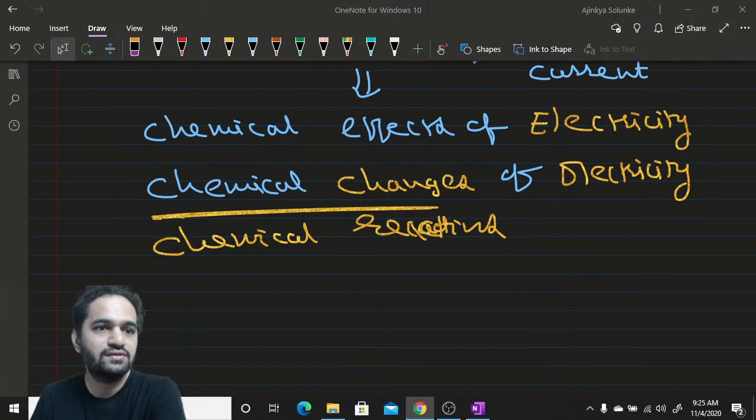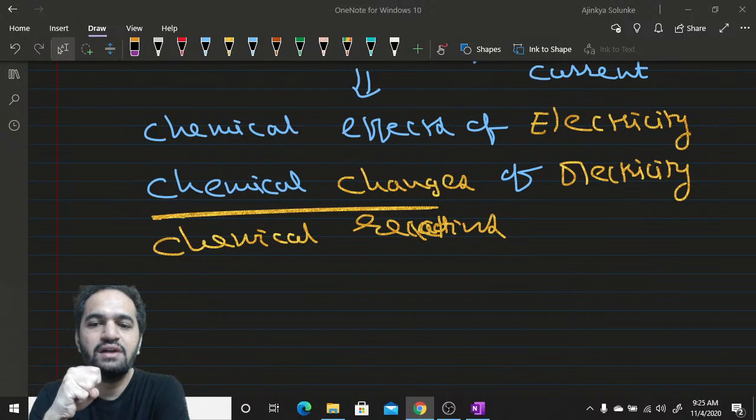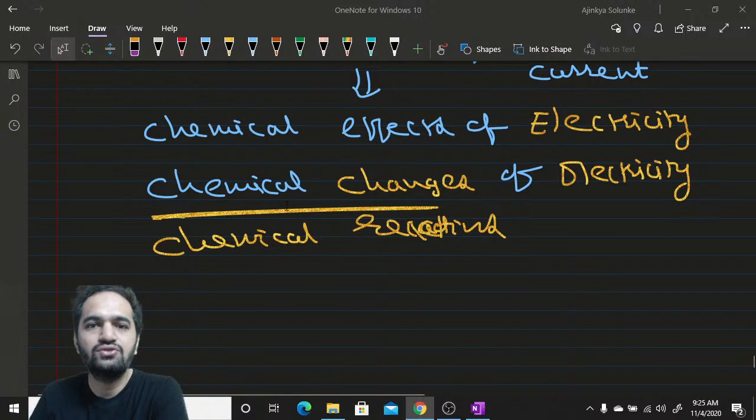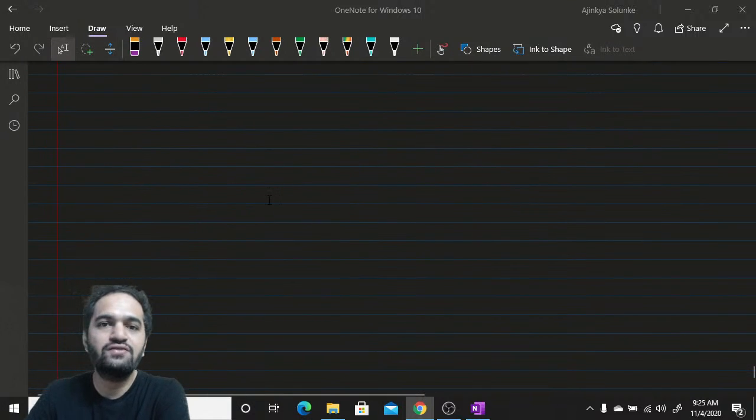Are you understanding this? Write it in the comment section. Are you understanding this? That what exactly is the meaning of it? That chemical effects of electric current is nothing but if the chemical reactions are happening due to electricity, then it is called chemical effects of electric current.